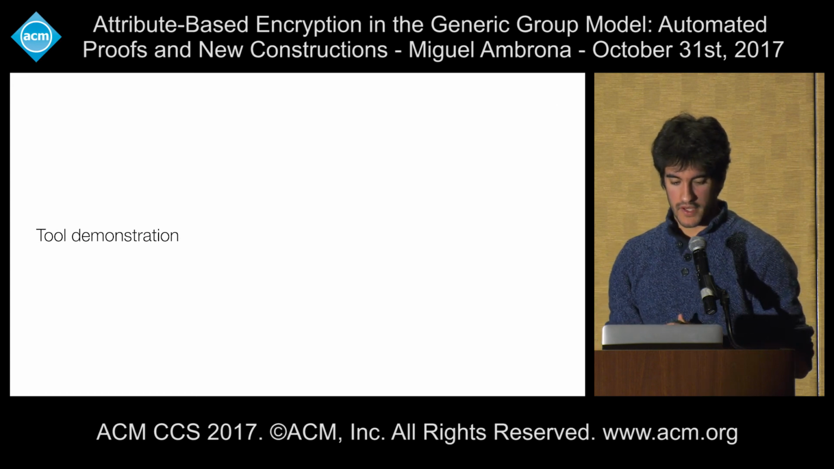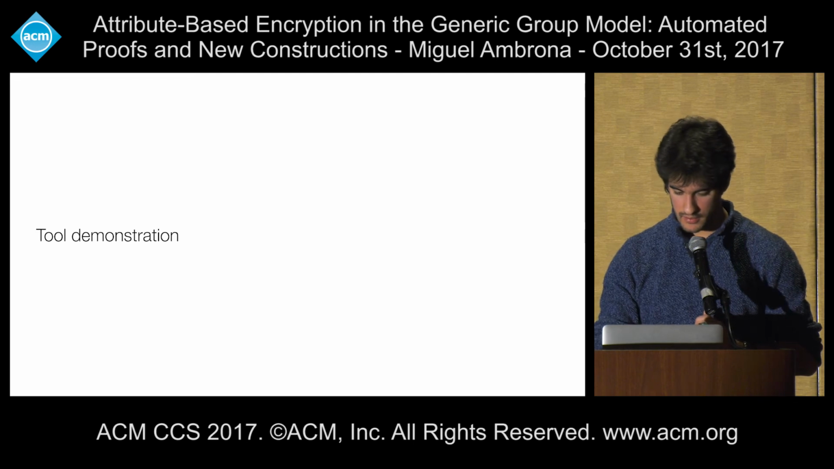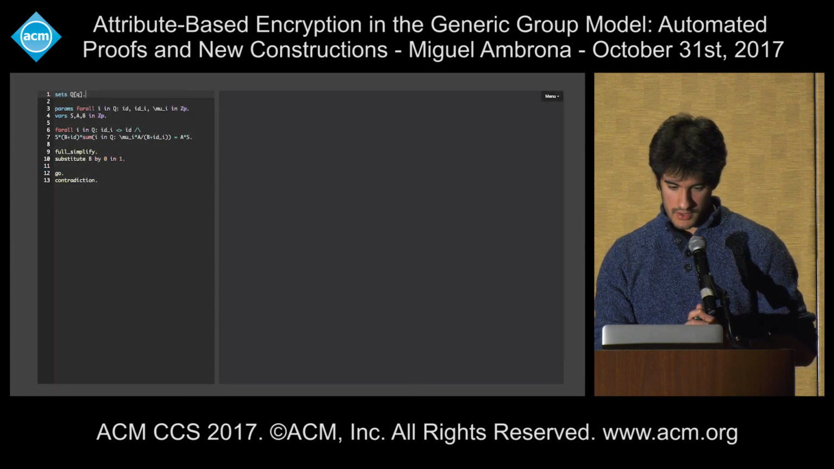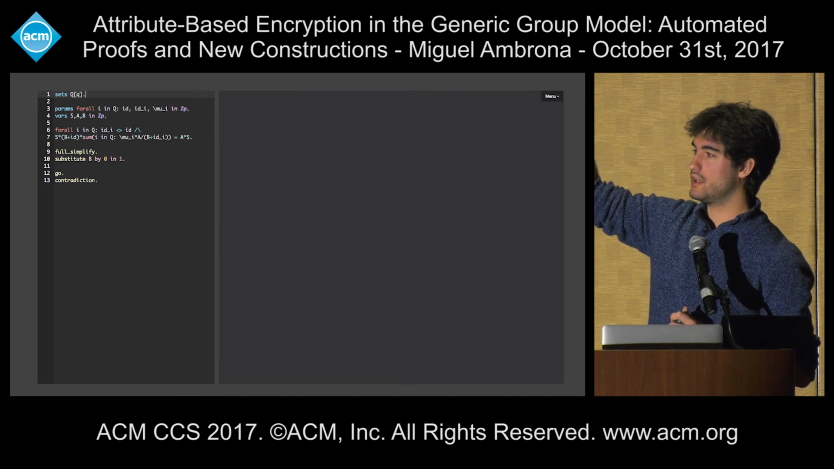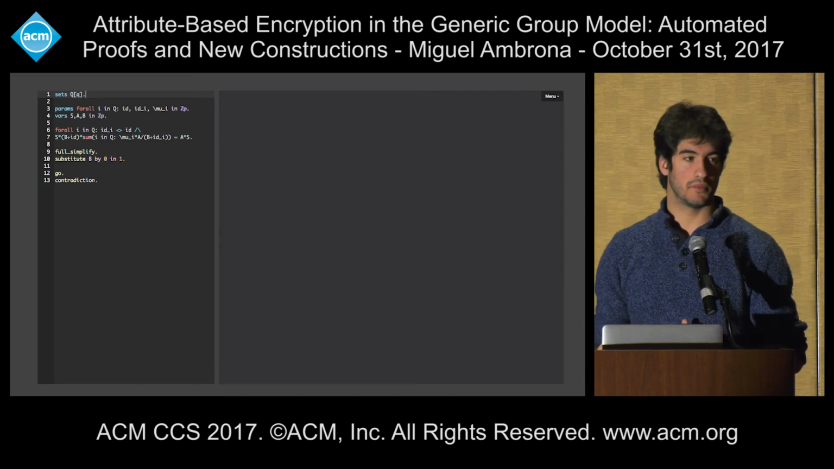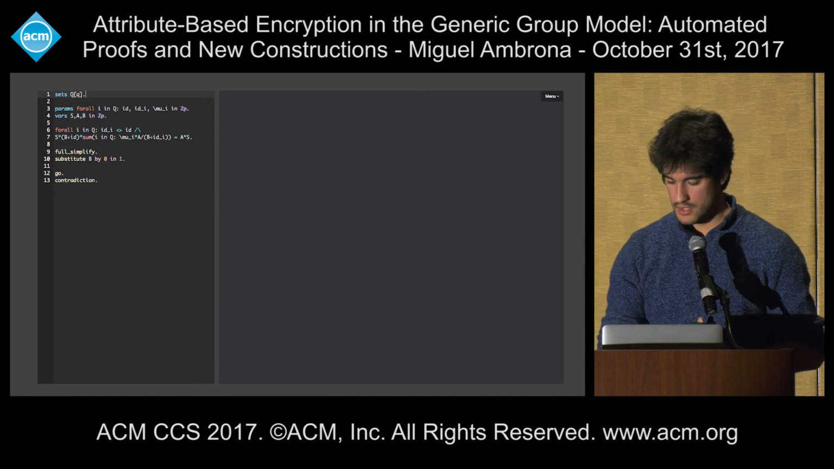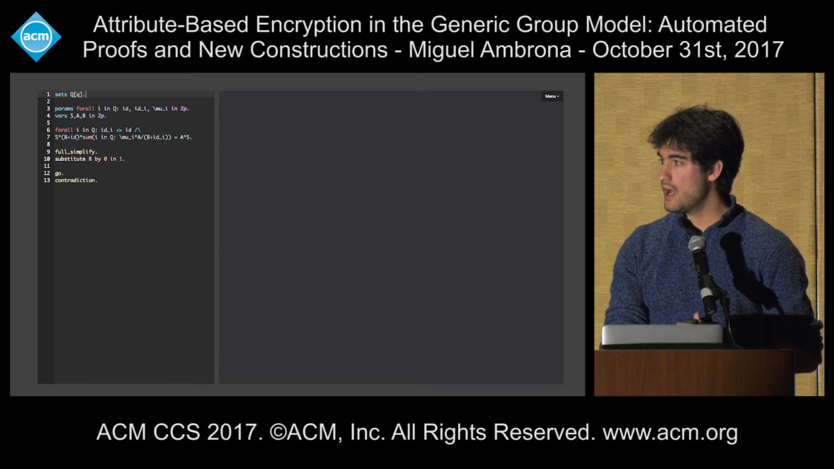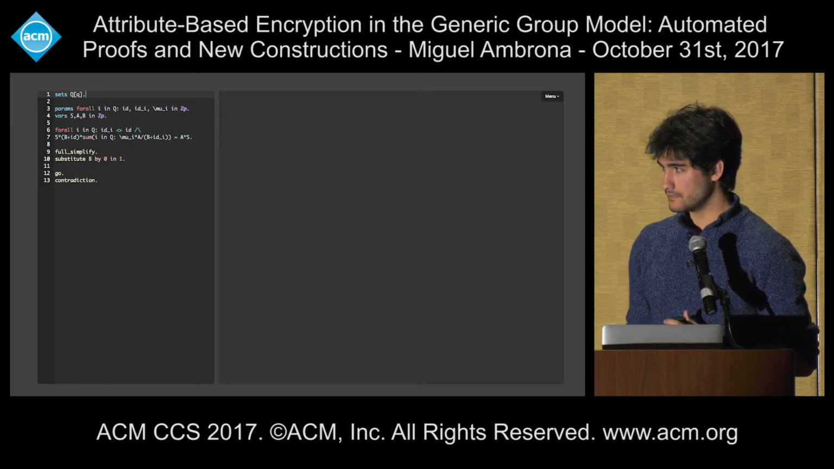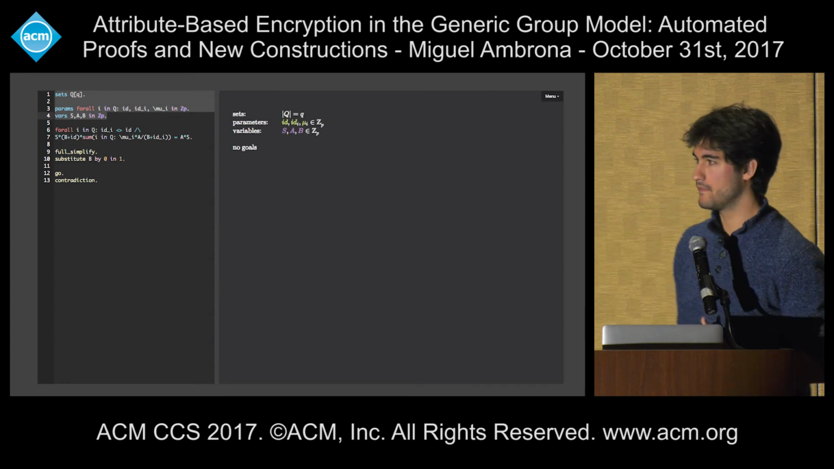Okay, I want to finish by showing how the tool works. I have some screenshots. I don't know if you can see it, but this is how the input file looks. This is actually the input file for the example I showed you before. The first thing you need to do is define your variables and your equations. Maybe you can recognize the two equations that you had before.